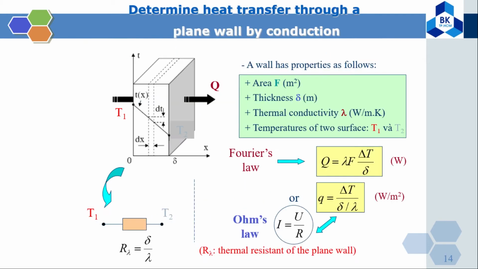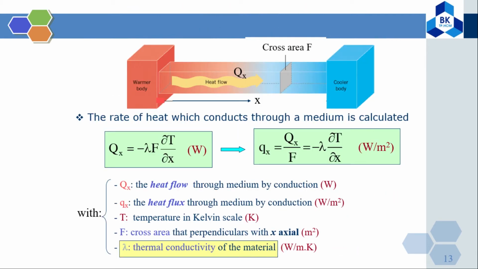We use the Fourier equation to calculate the amount of conduction heat. Look at the formula: Qx equals minus lambda times F times delta T divided by delta X.